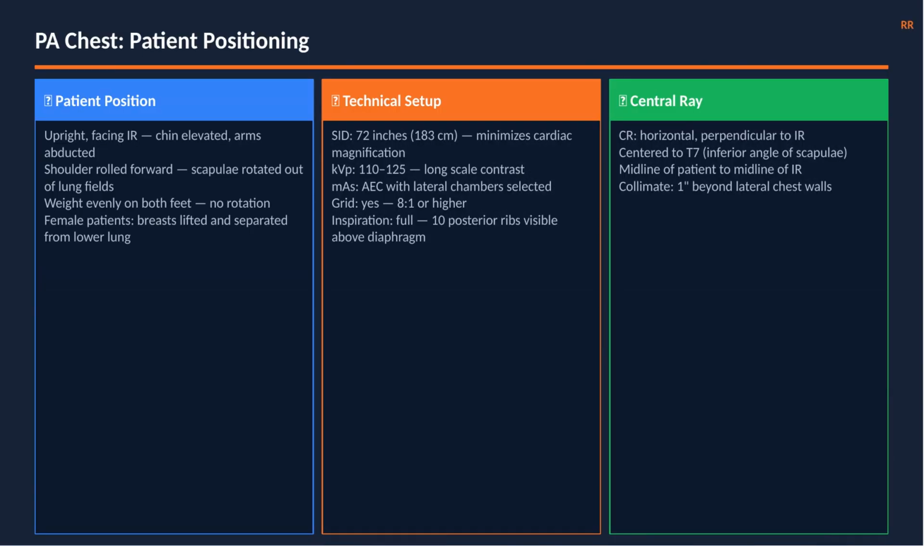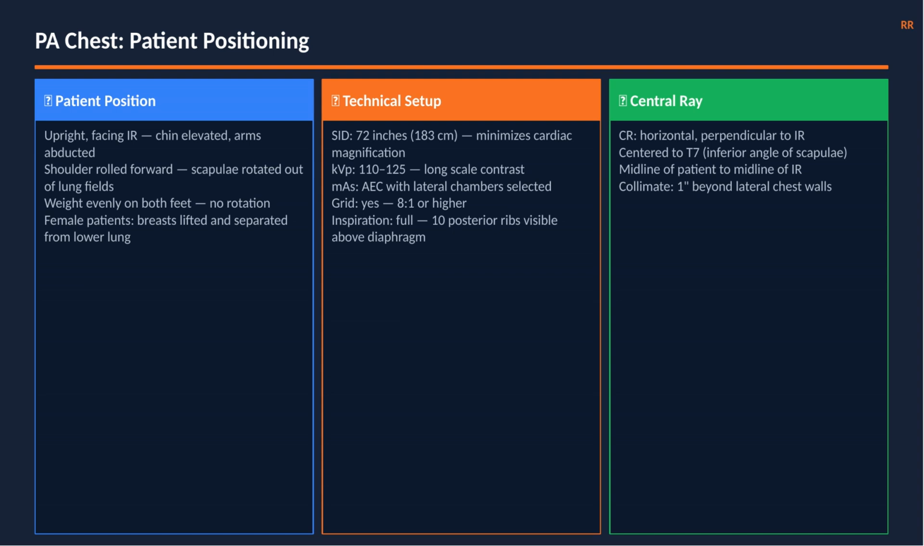The PA chest is the standard view. PA means the beam enters from the posterior, the patient's back, and exits anteriorly through the chest wall toward the image receptor. Patient position. The patient stands upright, facing the IR, the image receptor. The chin is elevated, resting on or above the top edge of the IR.